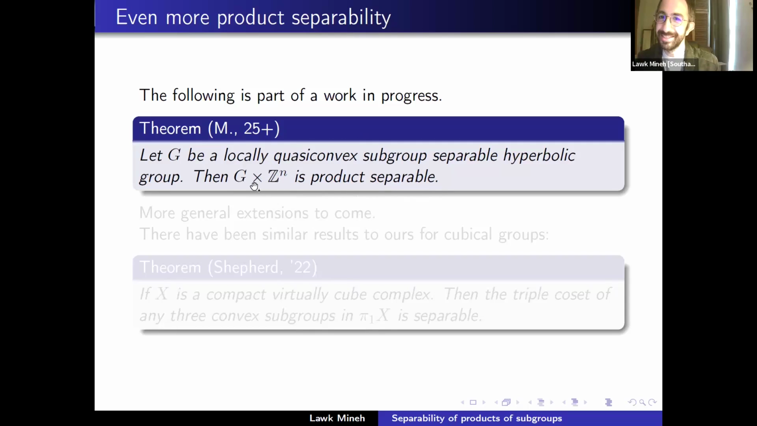I'm thinking about extensions. What we've got so far is that if you start with a nice enough hyperbolic group, you can take a direct product with any free abelian group or finitely generated abelian group, and this is still product separable. And this is in some sense the most basic type of extension. It's a split central extension.